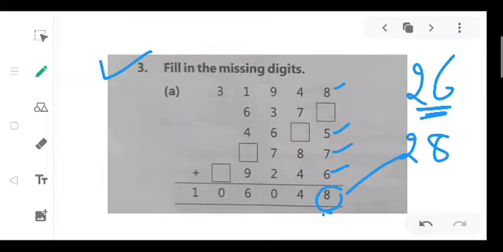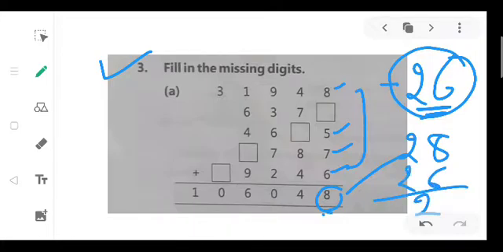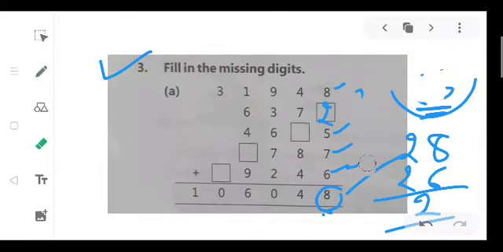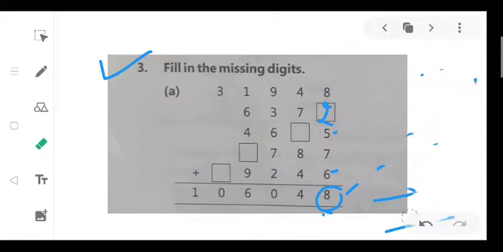So from this 28, we will subtract the sum of these given numbers. When we subtract it, we get the answer 2. So what will we write in the blank? 2. Clear? Now we will add the next digit. So we have written here 2, and the sum was, we found that it is not 8, it was 28. 8 was written here and 2 was carry.